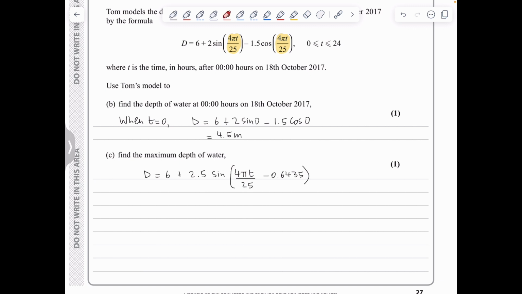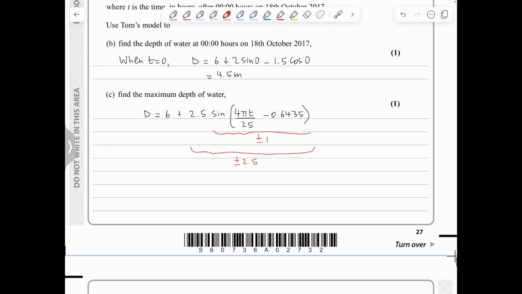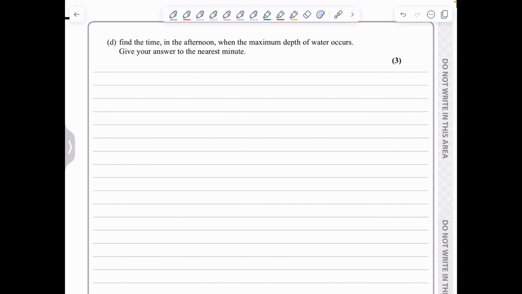Well, we're looking for the maximum depth. We know that sine of any angle varies between plus minus 1. So 2.5 sine will vary between plus minus 2.5. So to find the maximum depth, I'll call it d max. This will simply be 6 plus 2.5, which is of course 8.5 meters. In D, we need to find the time in the afternoon when the maximum depth of water occurs, giving our answer to the nearest minute.